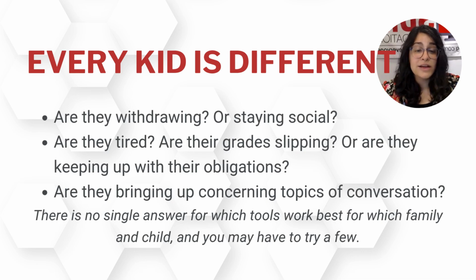So for each kid, are they maintaining good, healthy friendships and a social circle? Or is their screen time up and they're withdrawing? Are they tired? Are their grades slipping? Are they keeping up with obligations? Are they starting to bring up concerning topics of conversation, right? These are signs for each individual kid and for each individual household to keep watch of, to know if a more restrictive tool or a more heavily monitored tool is called for, or if it just looks weird, but they're a healthy, happy kid that uses a phone a lot. It's for each family to decide together.